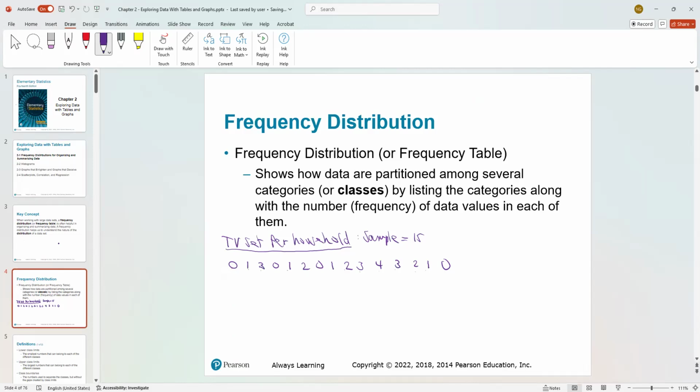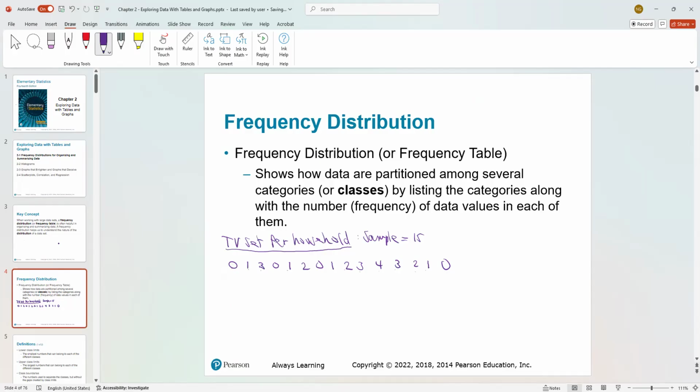Now, you see, this sample size is the number of households, and the variable is the number of TVs per household. The first household we check, we ask how many TV sets they have. They tell us zero TVs. The second household said we have only one TV set. The third household said we have three TVs. The fourth household said zero TVs.